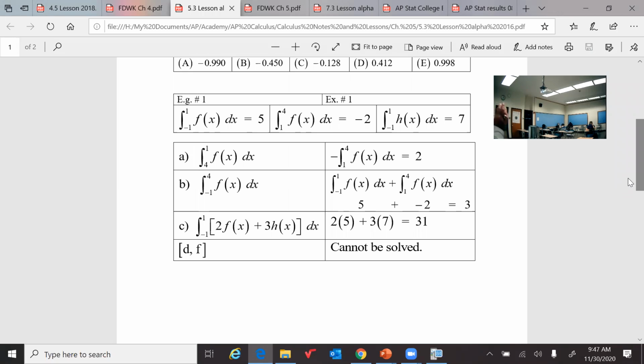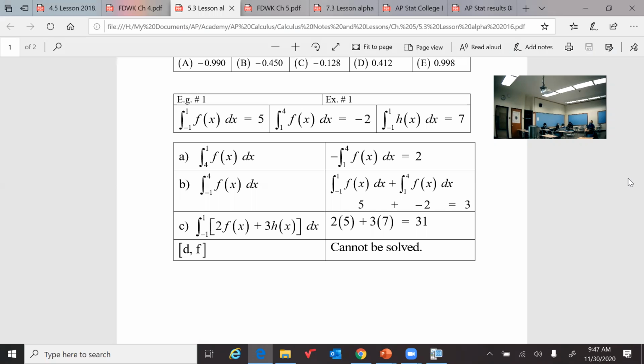And this goes to the properties that were on the PowerPoint on page 285 of your book. Right? It tells you this. From -1 to 1, the area of the curve is 5. Well, you can draw a picture if you want. Say, okay, my picture looks like this.